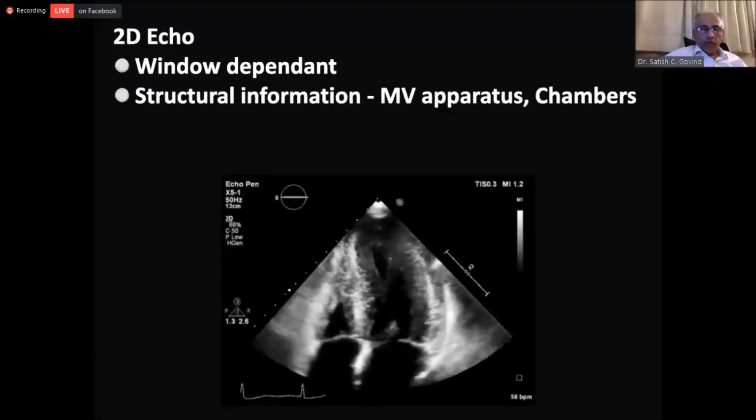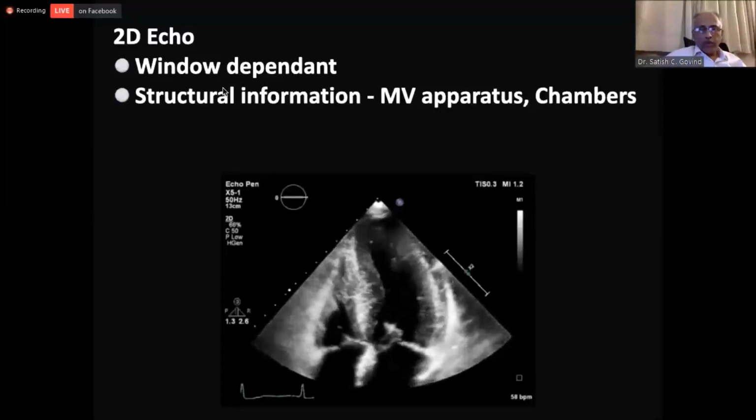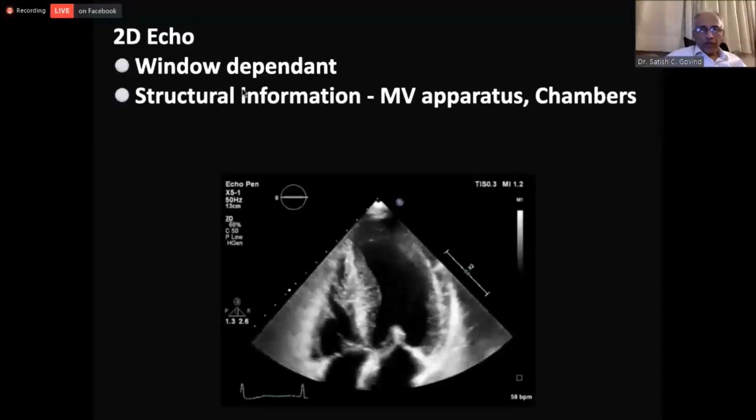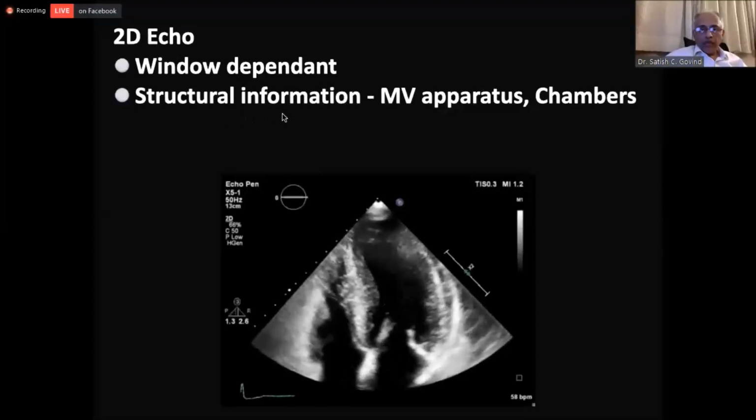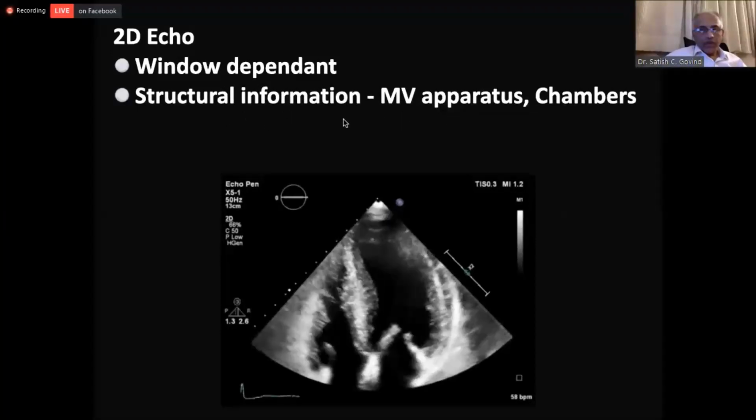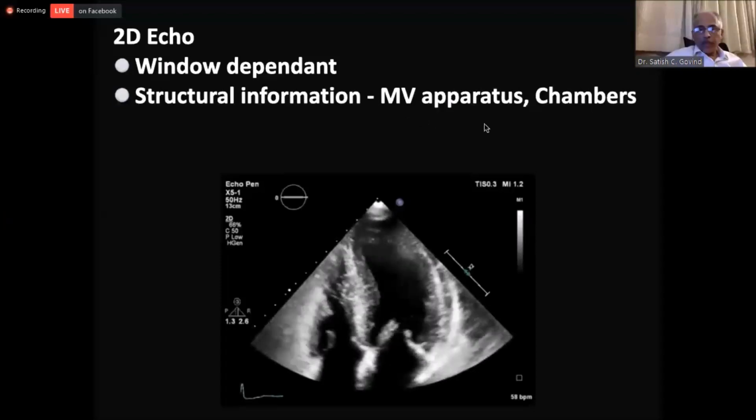Then you have the 2D echo. Here again, it is very crucial, but it is window dependent. Good windows give you good information. If not, you have to look at other modalities. And what information does it give? It gives you structural information in terms of the mitral valve apparatus and the chambers.